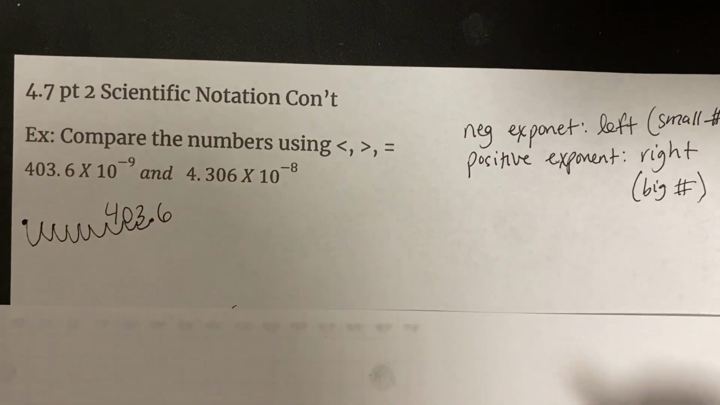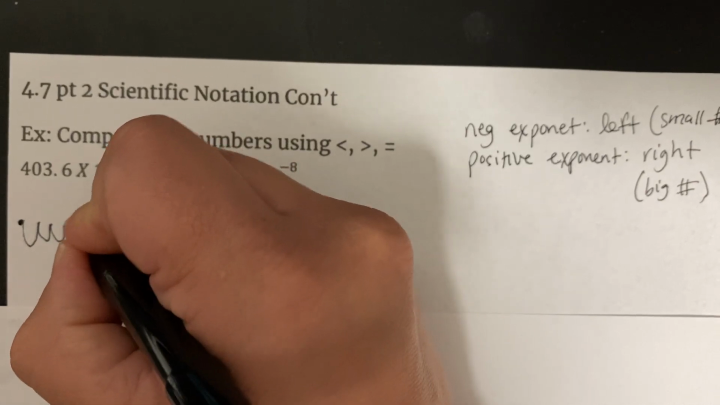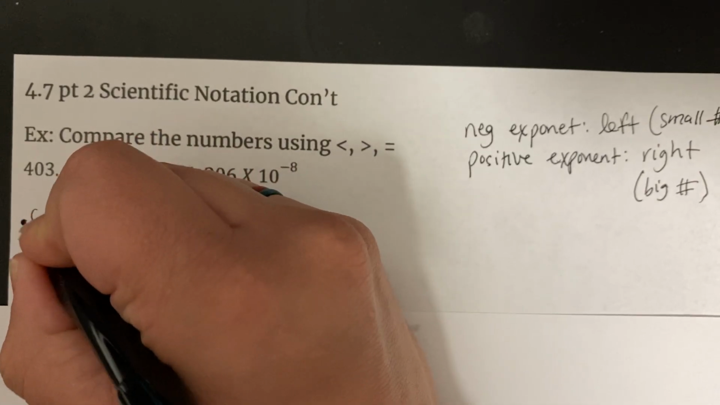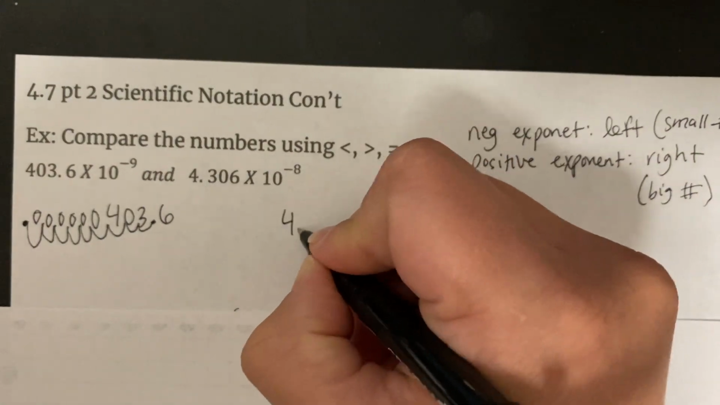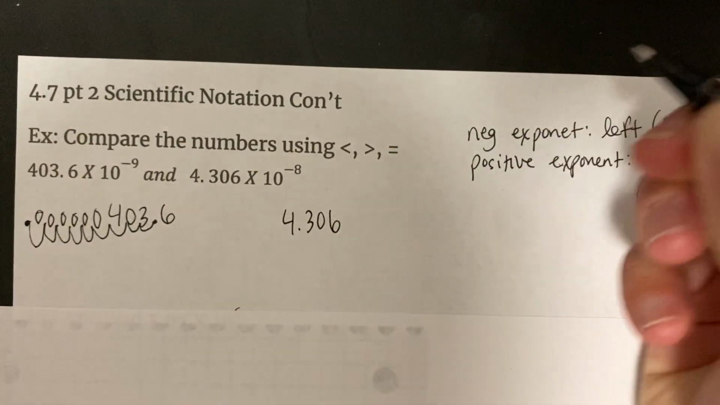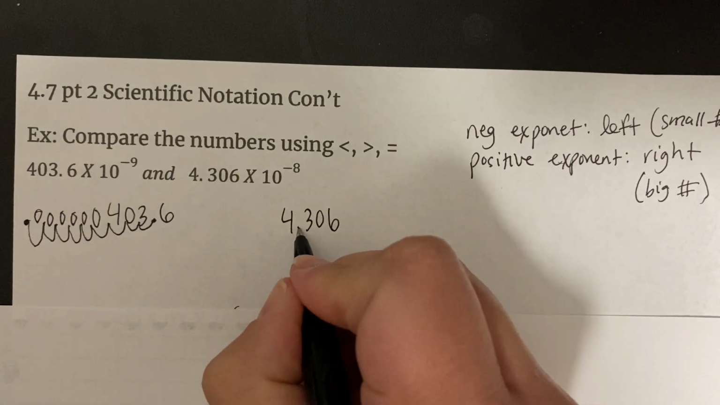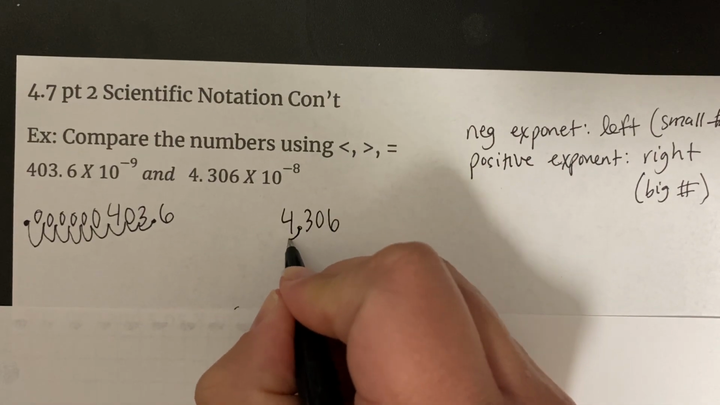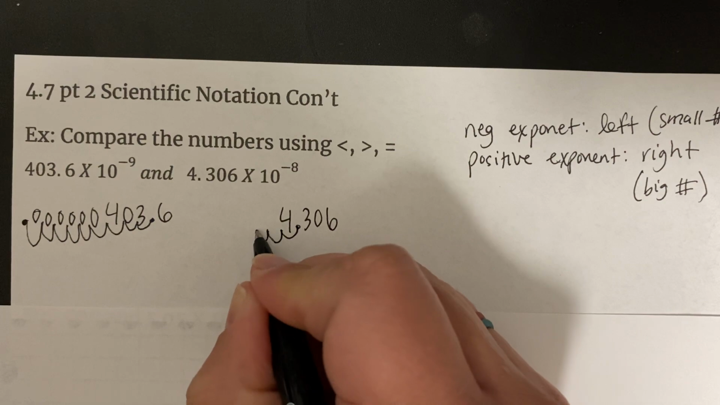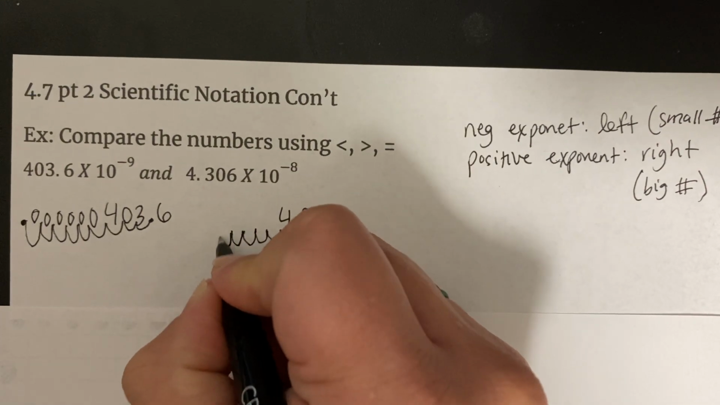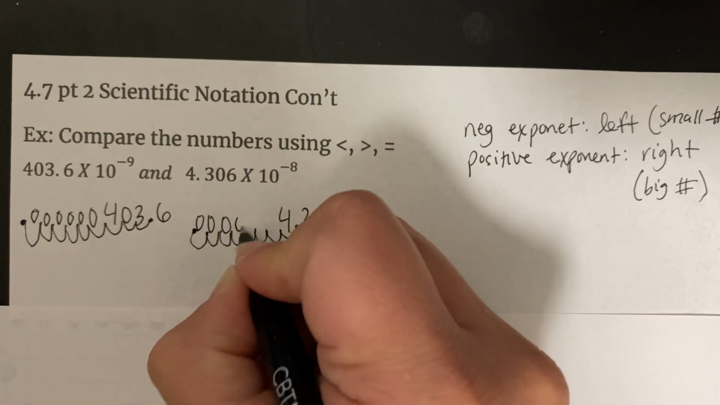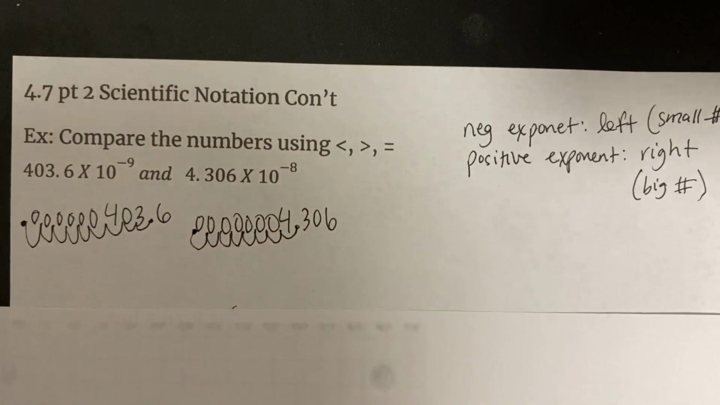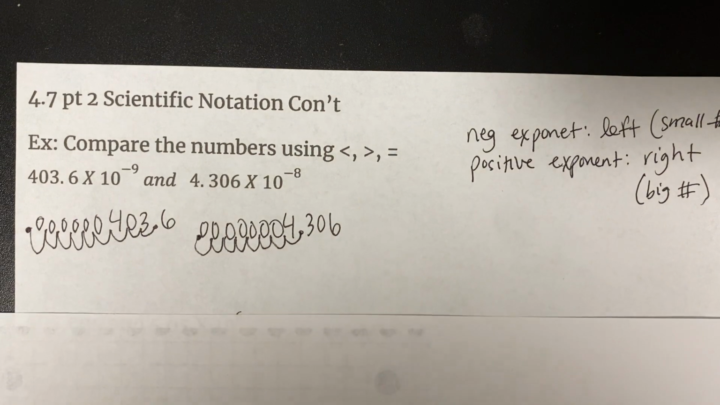Here's my new decimal. And I gotta fill in all of these spots. Okay, let's try our other one. 4.306 to the negative 8. Whoops, I might not have left myself enough space. 1, 2, 3, 4, 5, 6, 7, 8. Fill in all your zeros. Sweet. Okay, so I got these two numbers and I got to compare them.